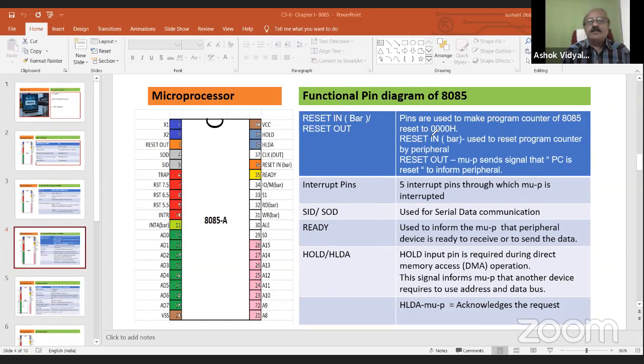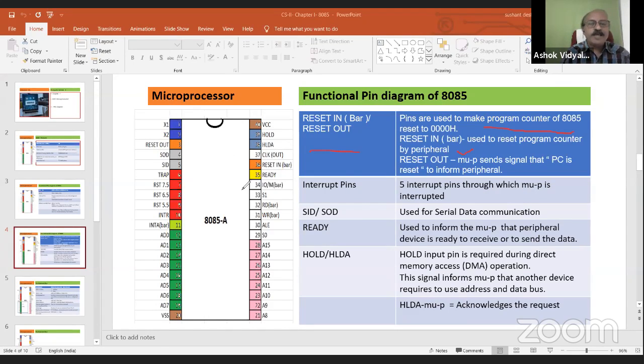Clear, guys? So this reset in is a very special function. Reset in bar, again it's a complementary signal, is used for resetting the program counter. We are going to see in the next session what is the meaning of this program counter and what this register is used for. And that program counter's address is reset by the peripherals.